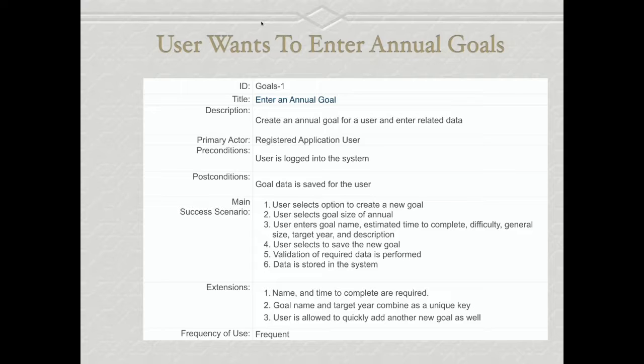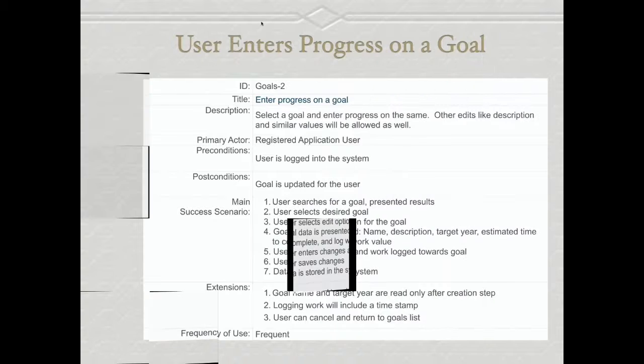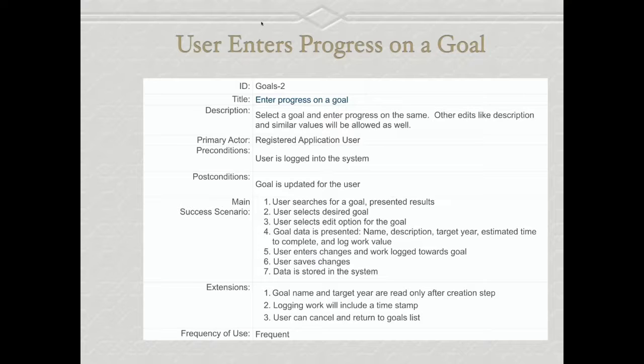So we've got our goals 1 use case put together. So now we had a goals 1, let's do a goals 2. So once we've entered a goal, next use case, let's look at entering progress on a goal. Got some very similar stuff we're going to see. We're going to select a goal. We're going to enter progress on that goal. And then other edits like description and some similar values are allowed as well.